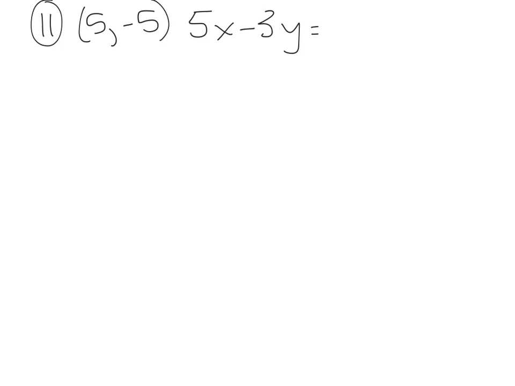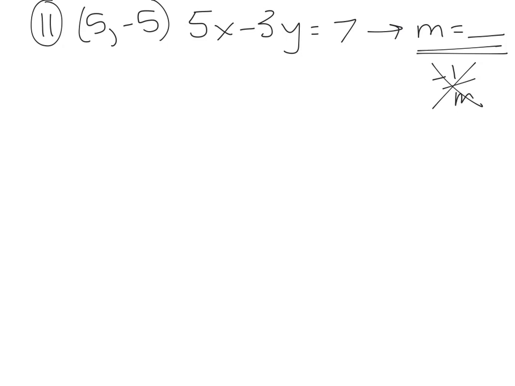All right, number 11. So this goes through (5, -5), and we want it parallel to 5x - 3y = 7. So parallel means we want to find the slope of this line and use it. Okay? If it was perpendicular, we would want the negative reciprocal of that slope. But it's parallel, so we want the exact same slope.